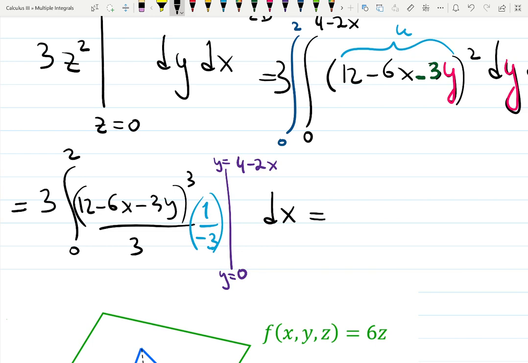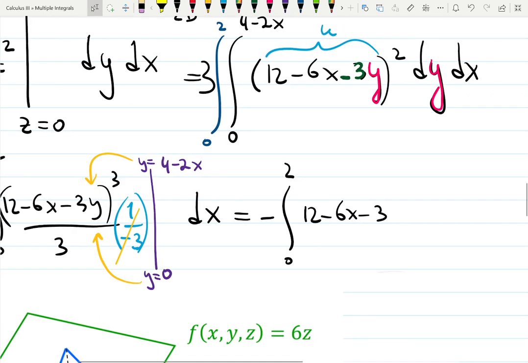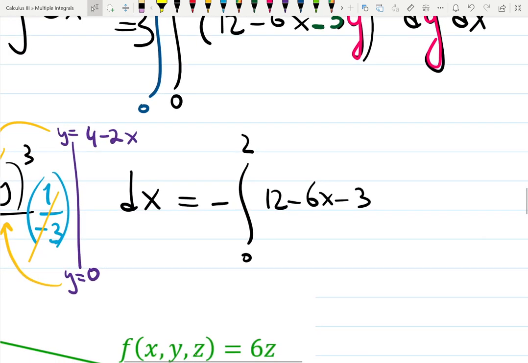Should I slow down? What do you think? No. Okay, good, so it's not new. So 3 over minus a third is just minus outside. I'll put minus outside. Integral from 0 to 2. Now maybe take a pencil, whatever is better for you, and write, and then draw where you're going to plug those numbers into y. So it's going to be 12 minus 6x minus 3, and the 3 now is multiplied by 4 minus 2x, and everything is cubed.